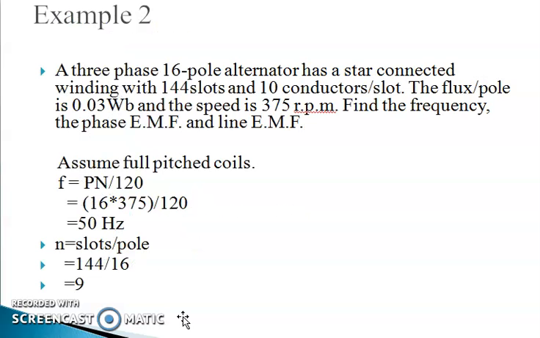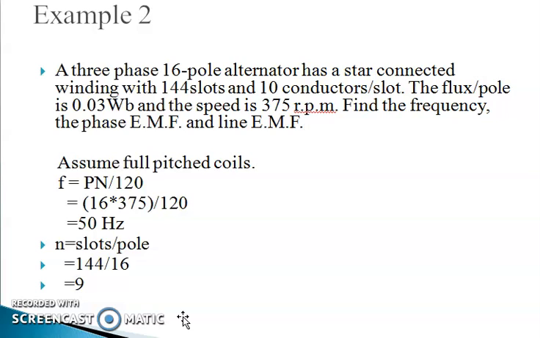Okay, let us go to the next problem, example number 2. A three-phase 16-pole alternator has a star connected winding with 144 slots and 10 conductors per slot. The flux per pole is 0.03 Weber and the speed is 375 RPM.